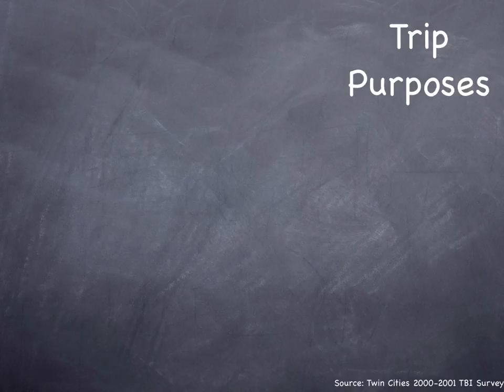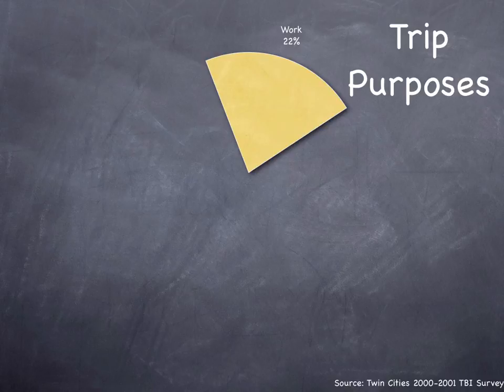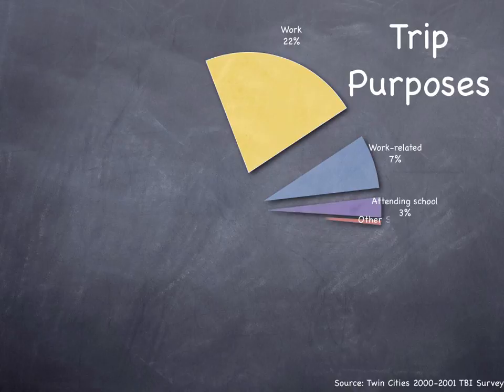Of all trip purposes across the day, 22% are work trips, 7% are work-related, and that is people who are on the job and going from one meeting to another at a different building. 3% are attending school, another 1% attending civic or religious activities, childcare, shopping, and so on.